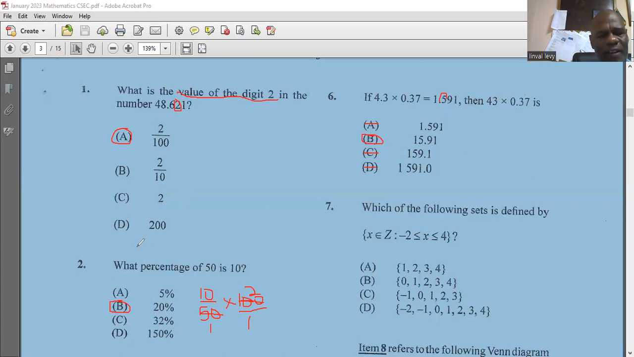Good. Now let's look at this one. Which of the following sets is defined by this? Set X, these are the elements of set X. They say they fall between -2 and 4. All right, so let's read this.